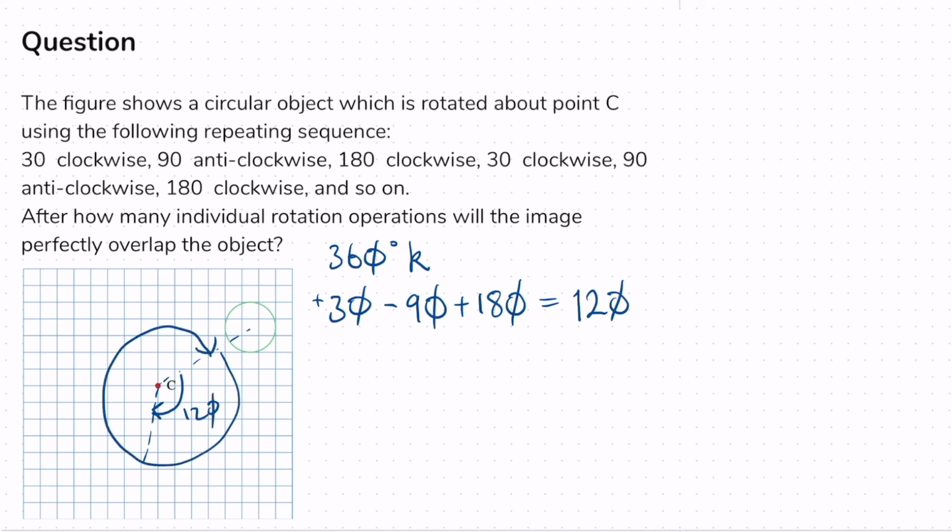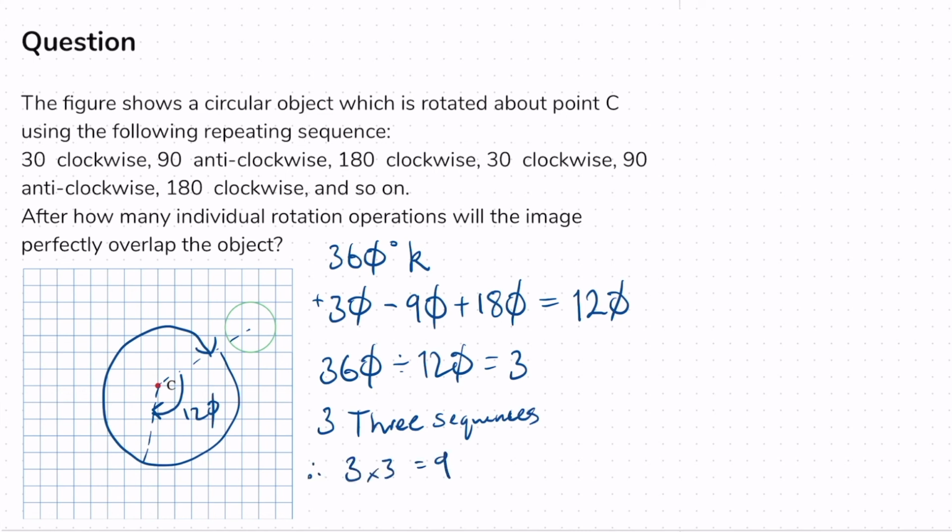So how do I get it to go the whole way around? Well, I need to know, 360, how many times does 120 go into it? Well, it goes into it actually quite nicely, 3 times. So it's going to take 3 of these sequences. So 3 sequences. Therefore, there's 3 in each, so 3 times 3 equals 9 individual rotations.